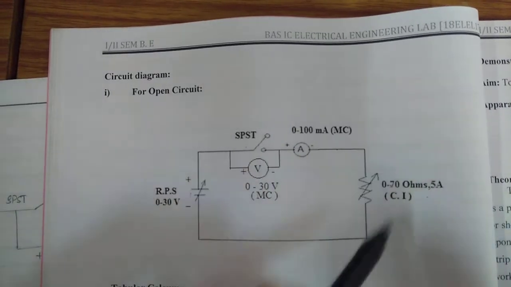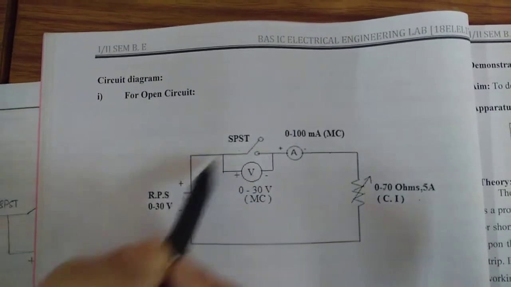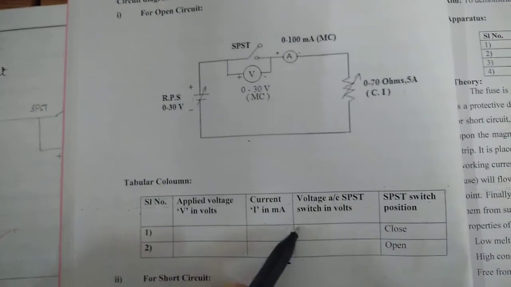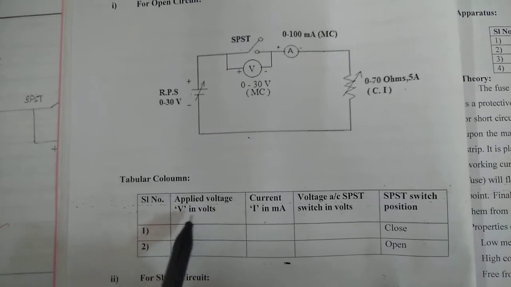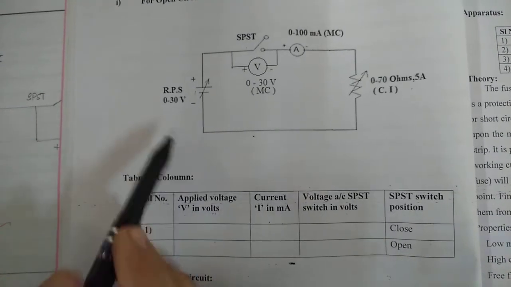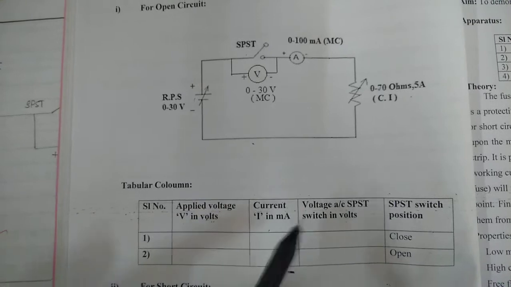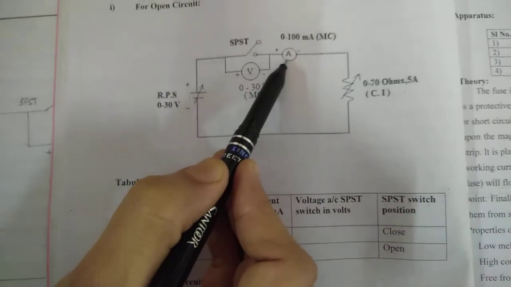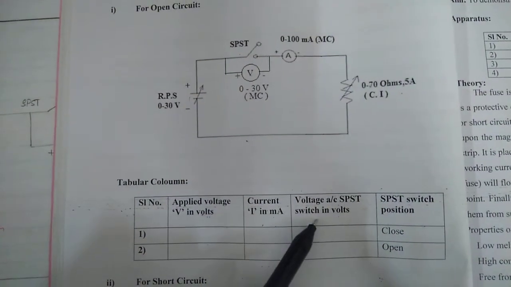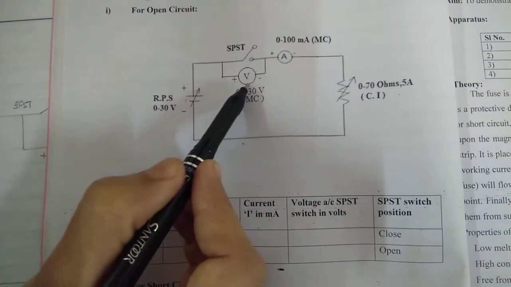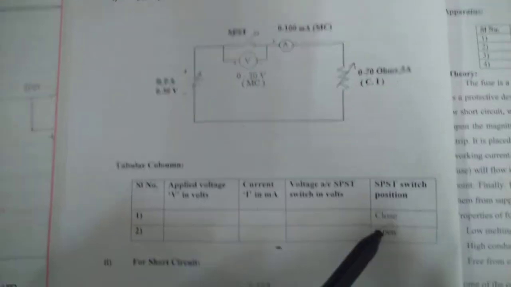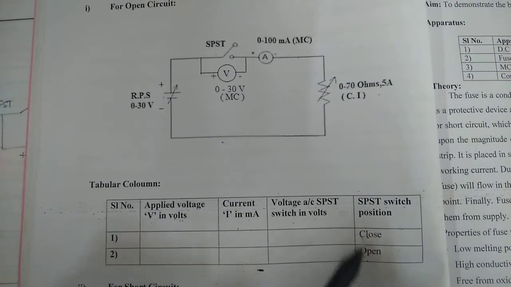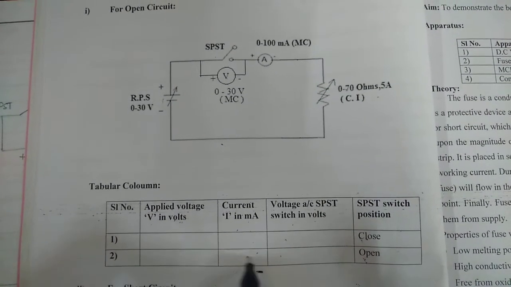Now let us do the connection for this particular circuit. Once you do the connection and take the ratings, you can see we apply voltage V in volts, which is whatever input voltage you are applying here. Now what will be the value of current and voltage? The current value we will note down using this ammeter, and the voltage value using this voltmeter. The position of the switch will first be closed and then open. In these two conditions, you have to note down the value of current and voltage.